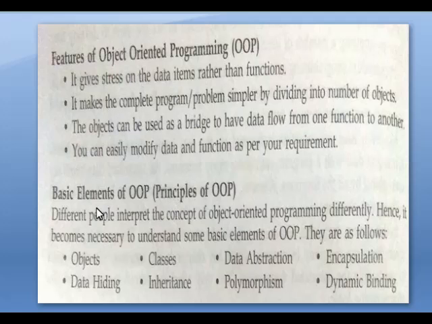Now we are going to see some basic elements of object-oriented programming. It is otherwise called the principles of OOP, that is the principles of object-oriented programming. Okay, so the principles of object-oriented programming are objects, class, data abstraction, encapsulation, data hiding, inheritance, polymorphism, and dynamic binding.